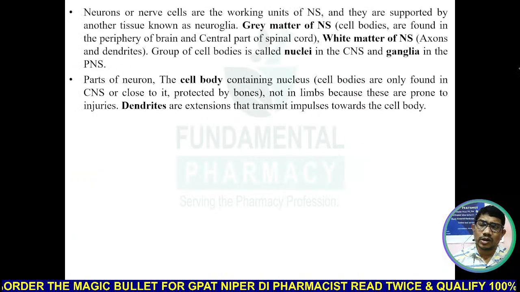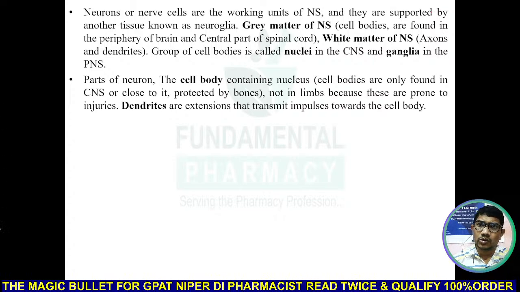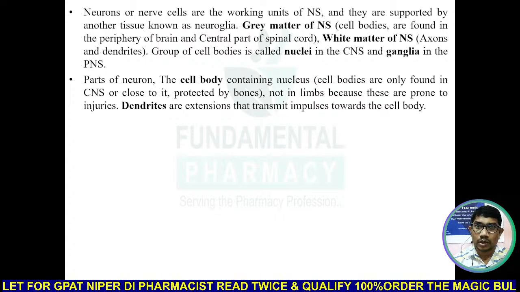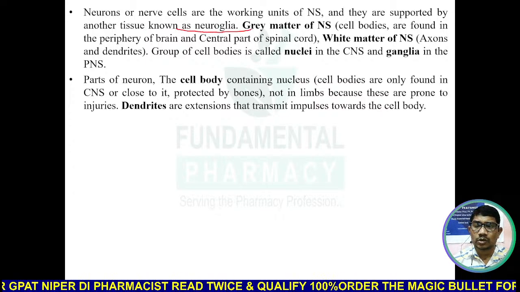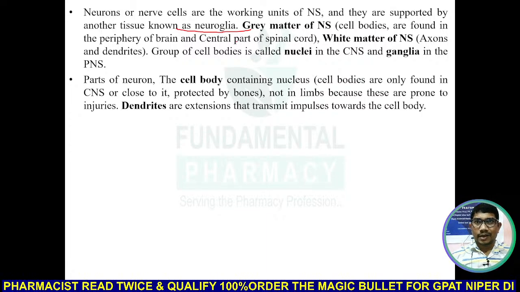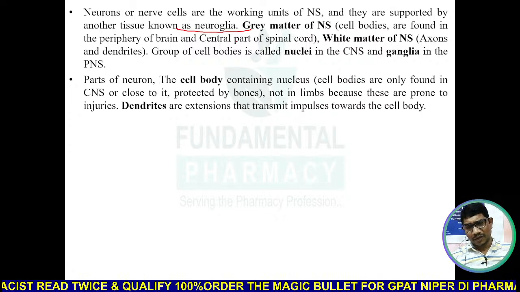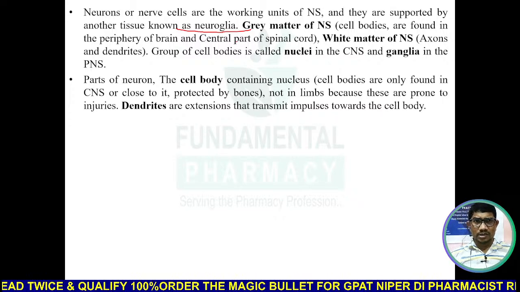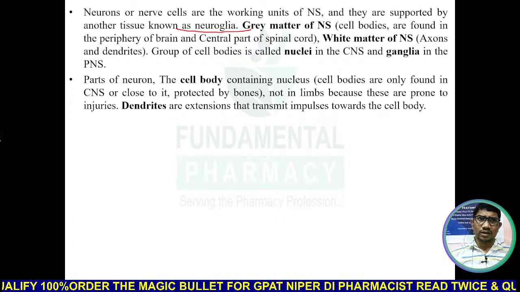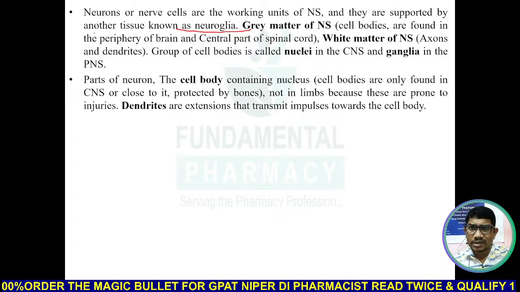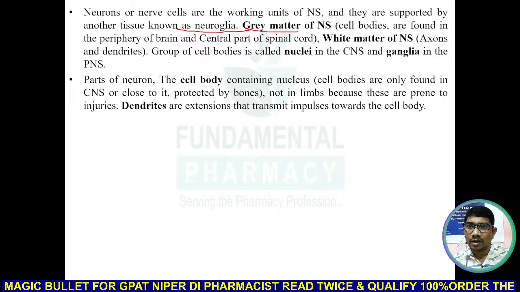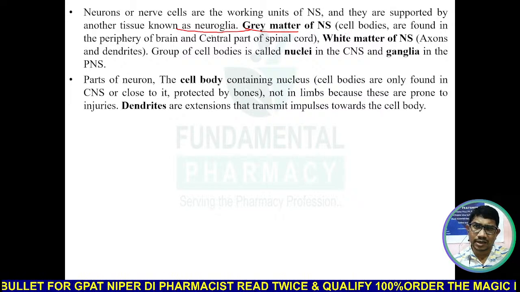Neurons or nerve cells are the working units of the nervous system, and they are supported by another tissue known as neuroglia. Supporting tissue to the neurons को supporting tissue क्या है, neuroglia. Gray matter of the nervous system, gray matter मतलब क्या है, collection of cell bodies, है ना. Collection of cell bodies of neurons, क्या है, gray matter.